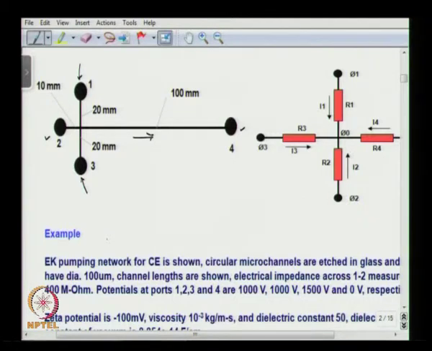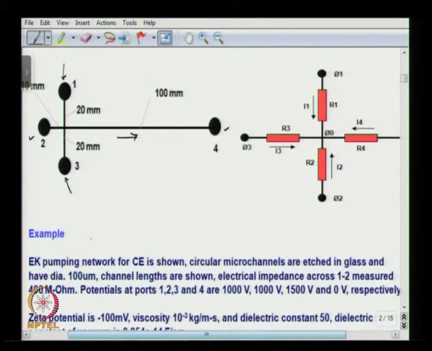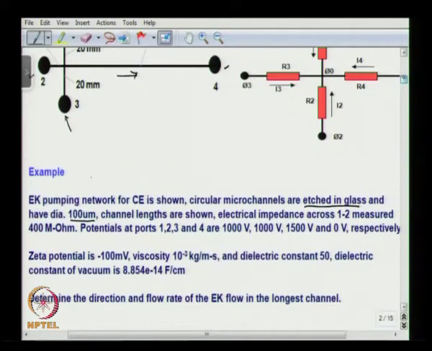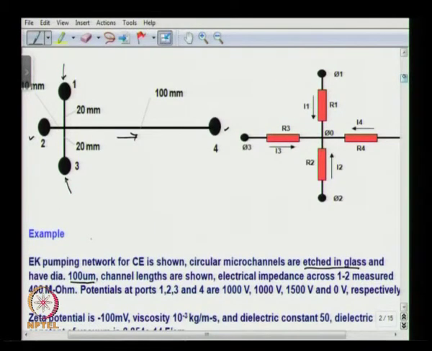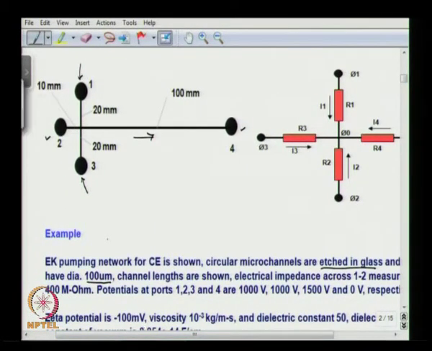Here one such network is shown, and we have circular microchannel cross sections that are etched in glass and have a diameter of 100 micron. And how do we make circular microchannels? We can have bulk etching of silicon to have a hemispherical channel, and we can bond two such microchannels to get a circular microchannel cross section. And here all the channel lengths are shown. You can see this is 10 millimeter, this is 20 millimeter, this is 20 millimeter, and the long channel is 100 millimeter.